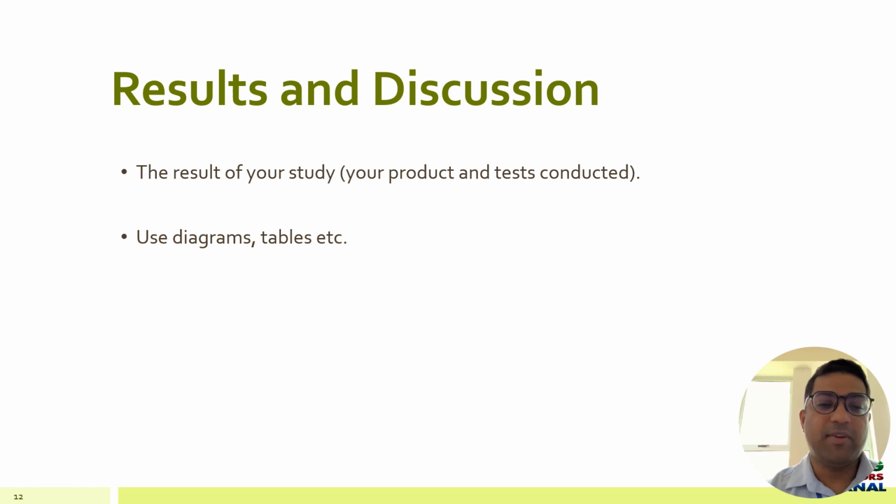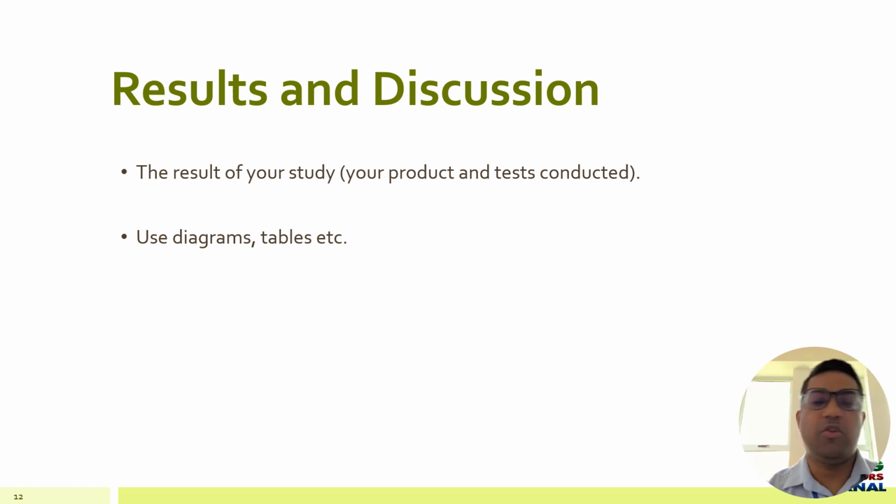Then we move on to the results and discussion. Now, for the results, basically you have to write down what you have observed: the result of your study, your product, and the tests conducted, what you have observed and what you have obtained. That's basically what you show in this part. You can use a diagram or a table to illustrate your results. Basically, the result part, you just document your observation.